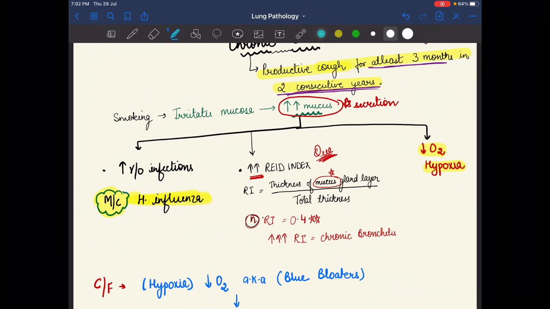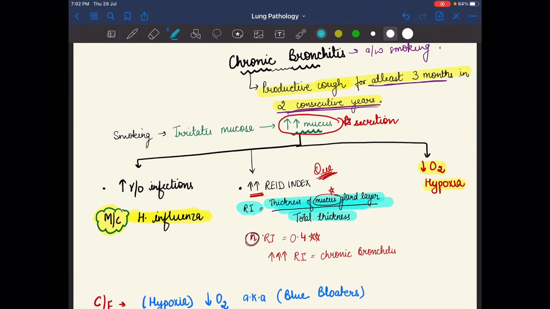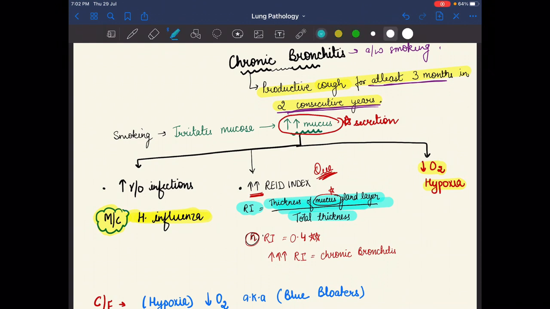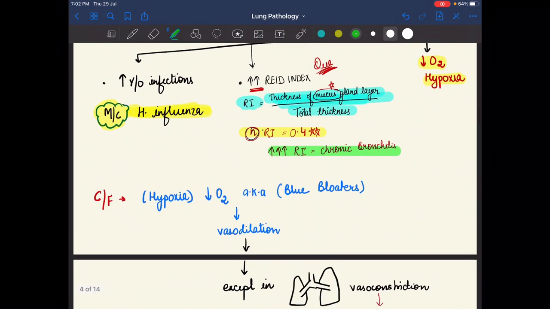So how do we calculate the Reid index? The formula is: Reid index equals the thickness of the mucous gland layer upon the total thickness of the bronchial wall. As mucus is secreted more in chronic bronchitis, the mucous gland layer is thicker, so the Reid index increases. The normal value of the Reid index is 0.4, and in chronic bronchitis this value is increased.